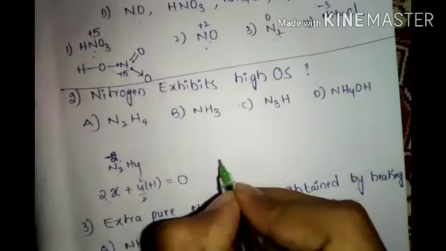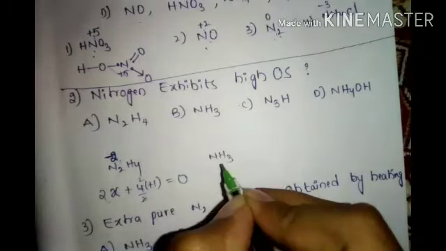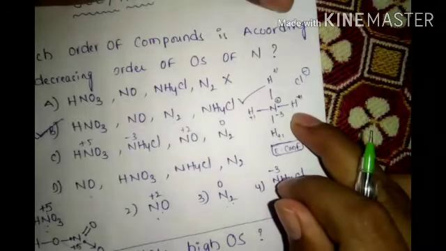Second, option B, NH3. Everybody knows, -3. Guys, you are confused here, right? NH4Cl. See, basically N shows -4 character.